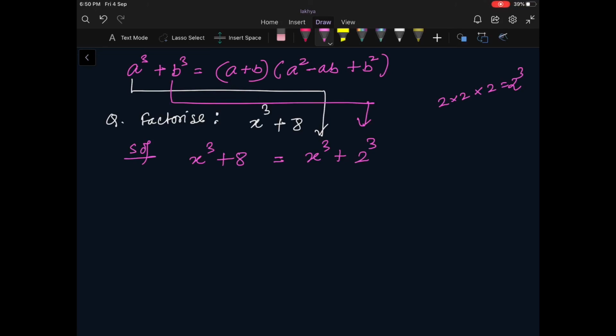If we consider it like this, then what will be our result? According to this identity, we should have a plus b. If you consider a cube as x cube, then x should be considered as a, and if we consider 2 cube as b cube, then 2 should be considered as b.